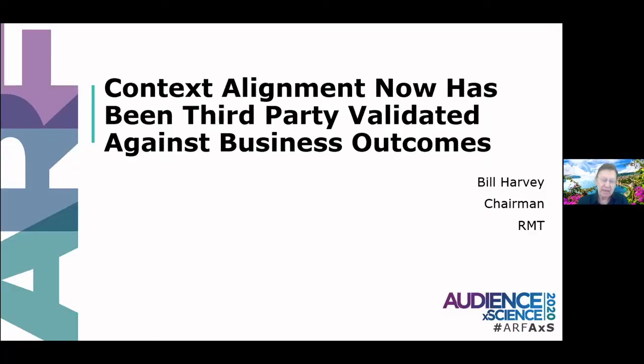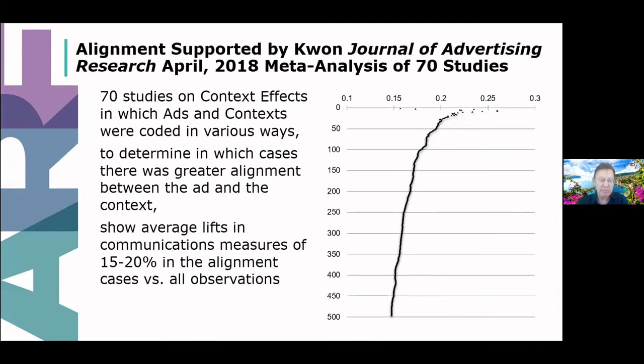Thanks, Horst. The positive effects of context alignment now has been third-party validated against real-world, in-market, hard business outcomes at scale. It had already been validated against ad communication measures in 70 previous studies, consistently finding about a 15% lift in measures such as ad recall when an ad was placed in a psychologically resonant environment. These 70 studies used relatively simple content coding rules, such as happy and sad, serious and funny.